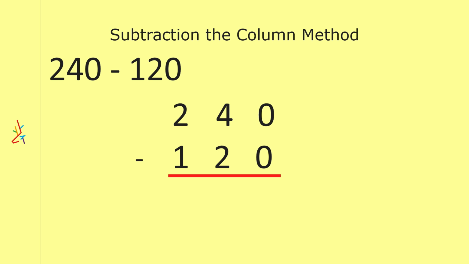On this occasion there's not going to be any borrowing, so 0 minus 0 is 0. 4 minus 2 is 2, and 2 minus 1 is 1.